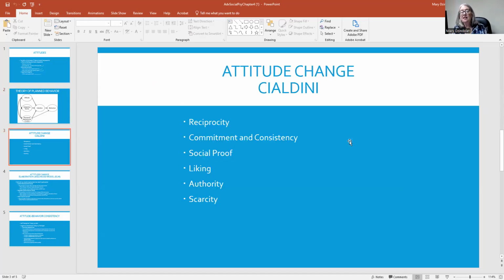Now, you can see that the theory of planned behavior looks at how much your attitudes end up affecting your intention to behave and your behavior. A lot of what we do in psychology is we're interested in how can we change someone's behavior, right? How can we change someone's attitude so that we can change their behavior? And probably the most popular researcher who's looked at attitude change is Cialdini, and his work is phenomenal.